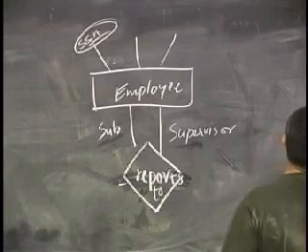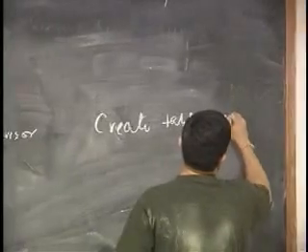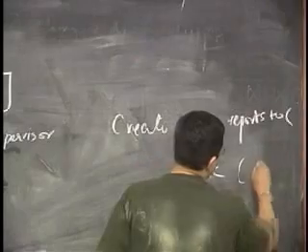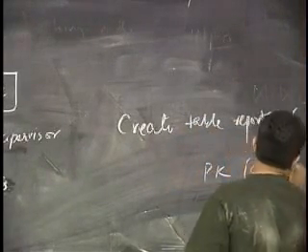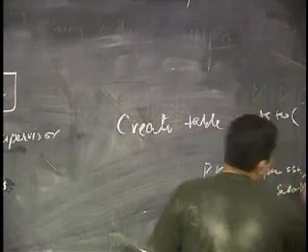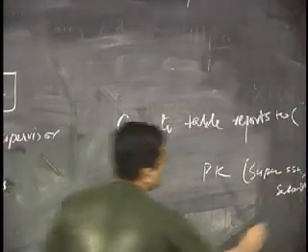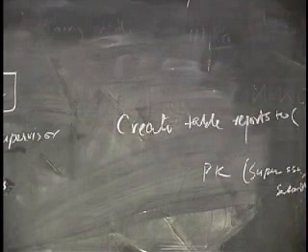So you will have the same create table reports to, and then the primary key would actually contain superior SSN and subordinate SSN. And you'll have your table created there. Okay, that is one example that was good.